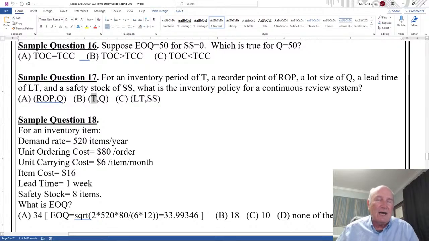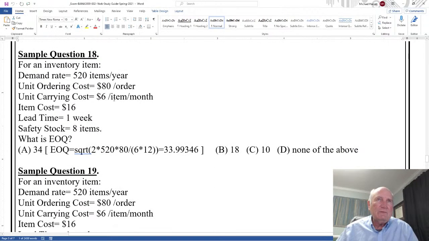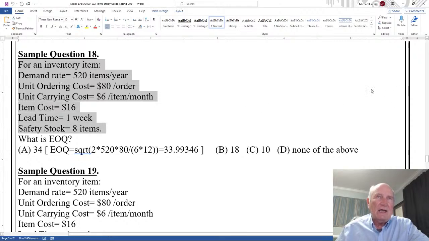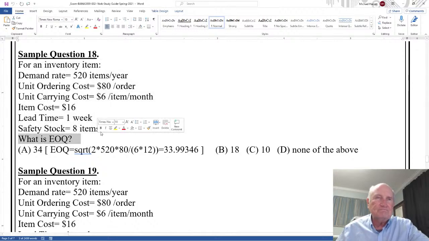This is a time where the first number is the inventory period and the second number is Q. Okay, then we do some computations. And here's where you will need a calculator and a square root for question 18. I'll give you the demand, ordering and carrying cost, item cost, lead time, and safety stock, and I'll put it exactly like this. I'll say, what is EOQ?